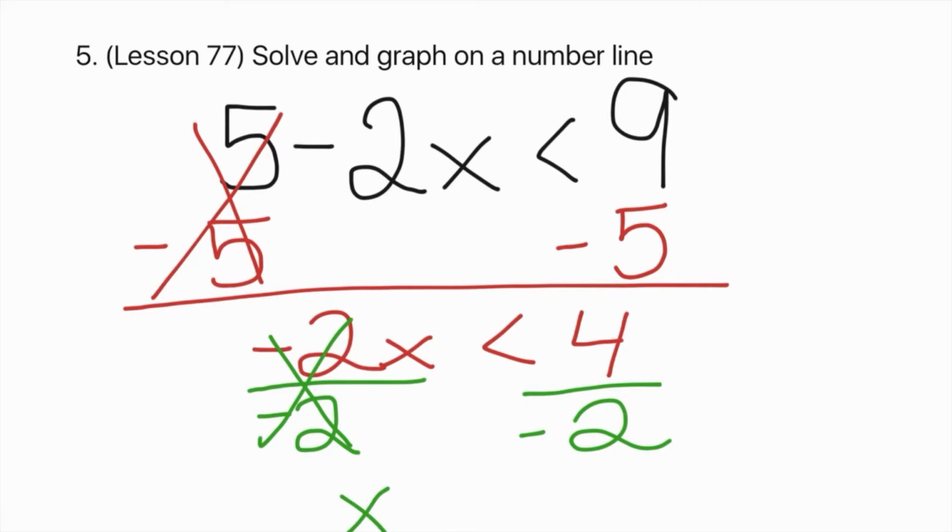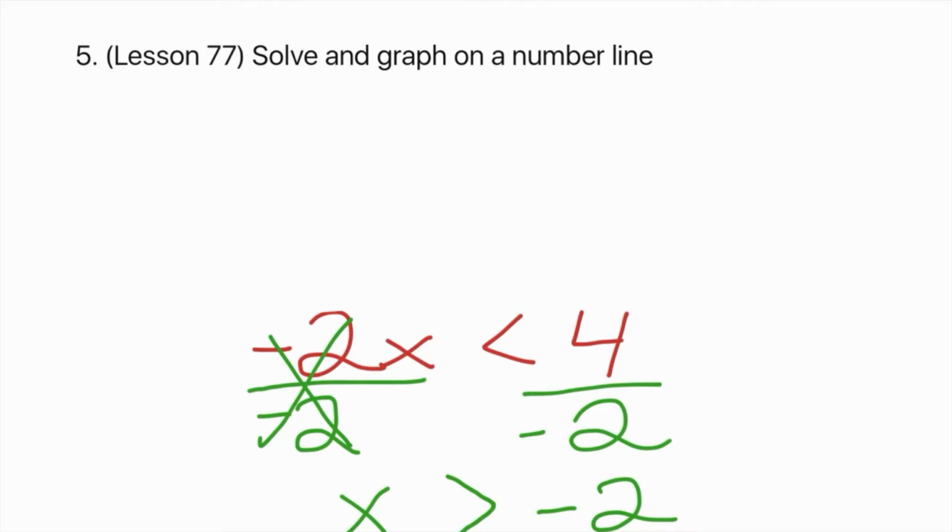On the right, 4 divided by negative 2 will leave us with a negative 2. And notice we divided both sides by a negative number. So that means we have to flip our inequality sign. So we now have x is greater than negative 2. Now we need to graph the solution on a number line.